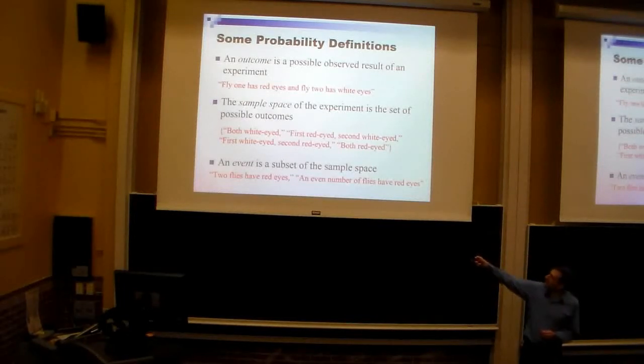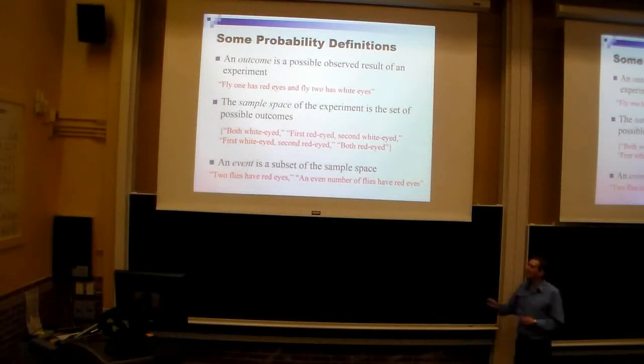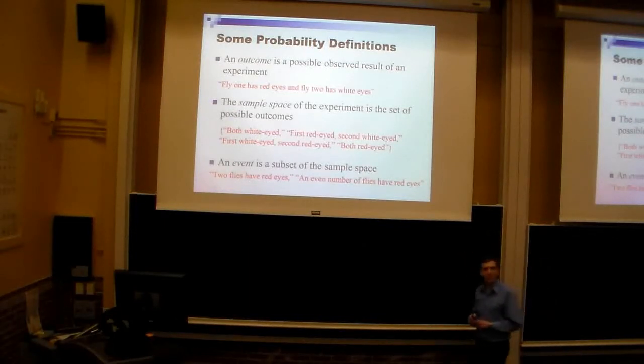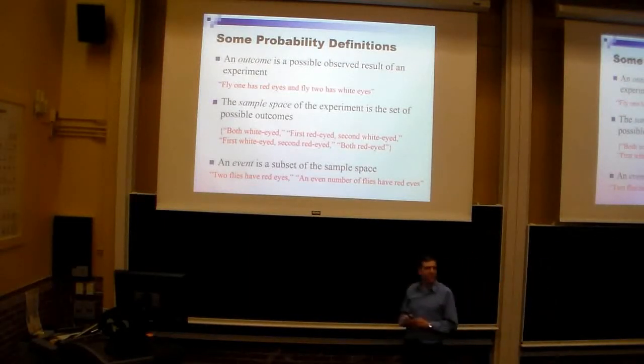Well, that would be the union of the outcome both flies have white eyes and the outcome both flies have red eyes. So zero flies have red eyes or two flies have red eyes would make up the event that an even number of flies have red eyes. So are these definitions clear to everyone?